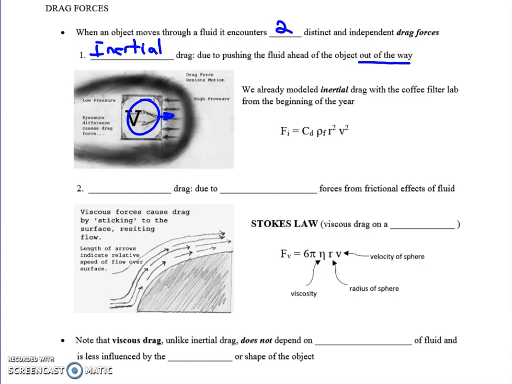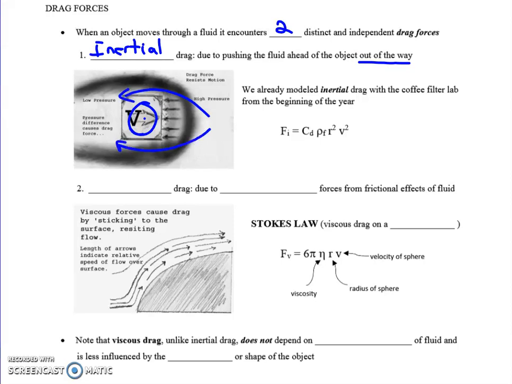Now, the more technical way of looking at it, and that's what this diagram is trying to show, is when the object moves through the fluid, relative to the object, the fluid is moving around it. You're going to have streamlines.